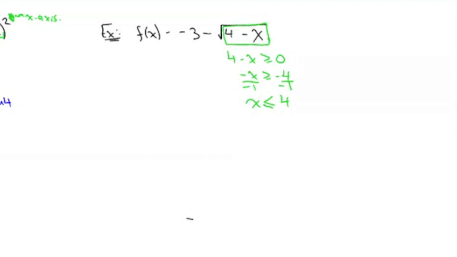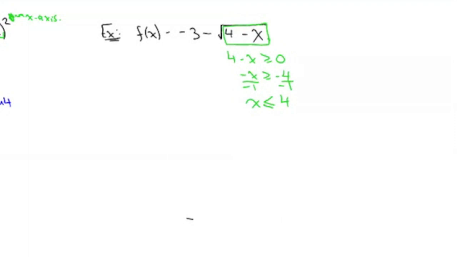Why is it negative 4? Oh, I subtracted 4 across, so it becomes negative 4. Then divide both sides by that negative in front of the x. When you divide by a negative, you've got to flip the inequality.